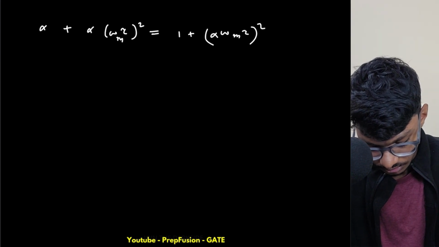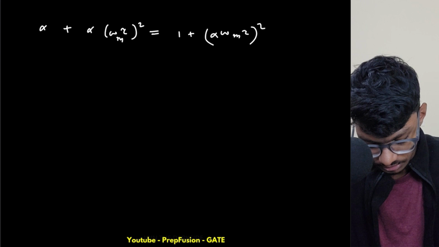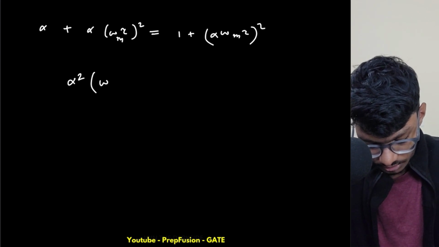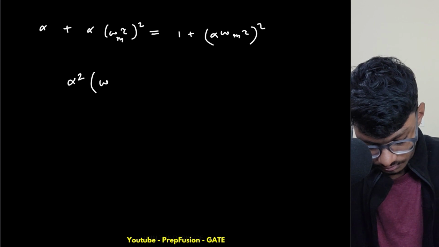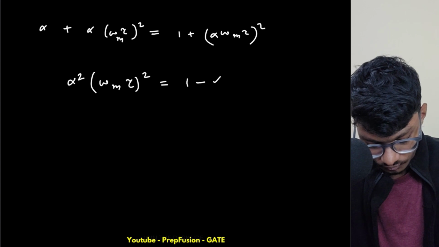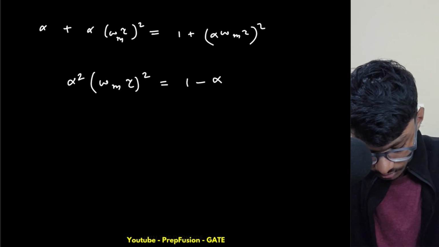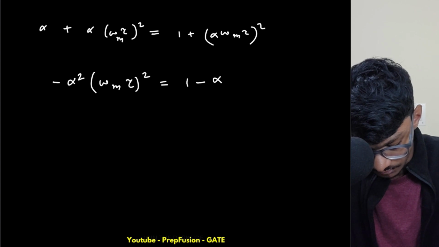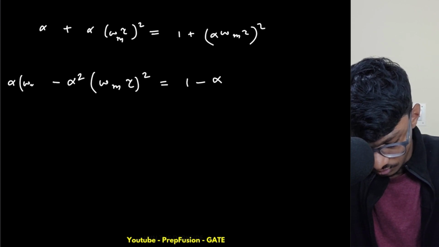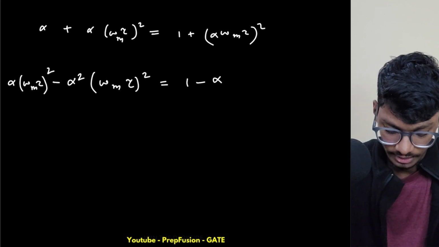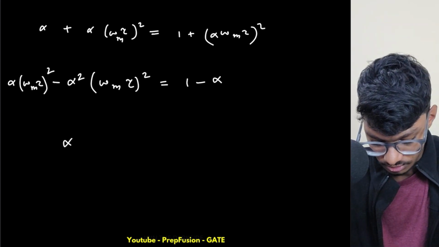So I will take this alpha to this side. So this will be alpha square omega m tau square equals 1 minus alpha. Okay, and there is also an alpha over here already. This is negative and this is alpha omega m tau whole square. Now what I can do is take the alpha omega m tau whole square common.